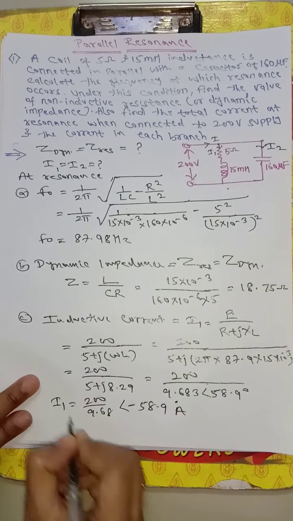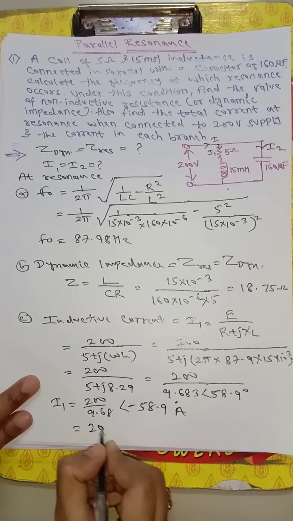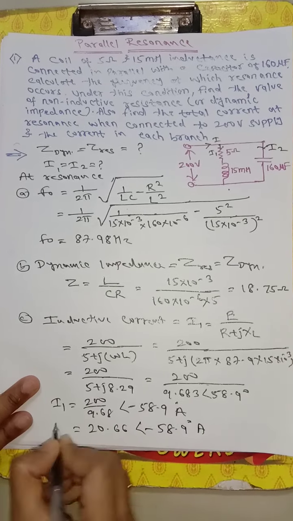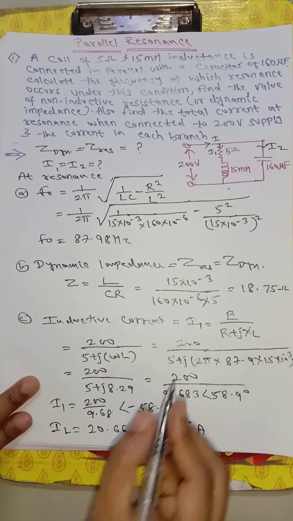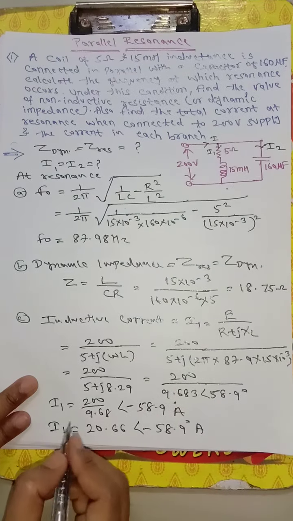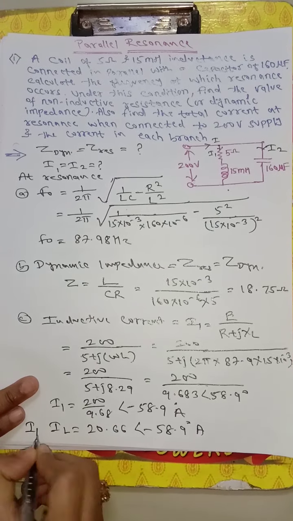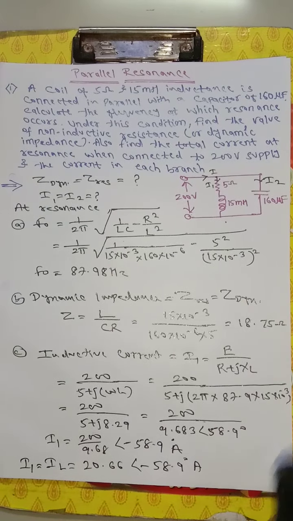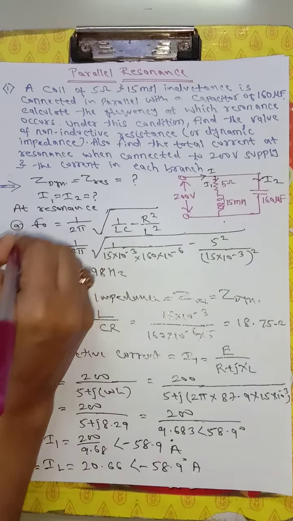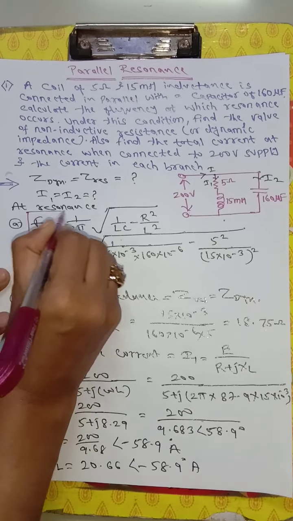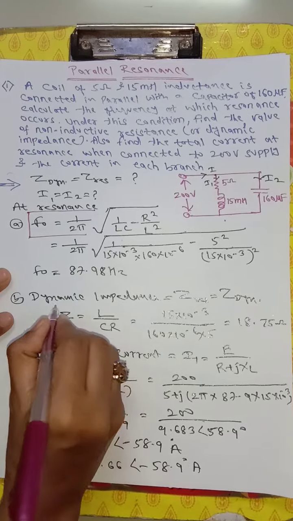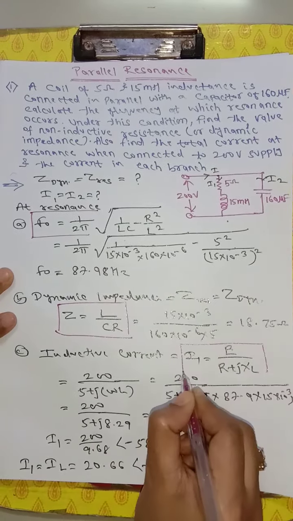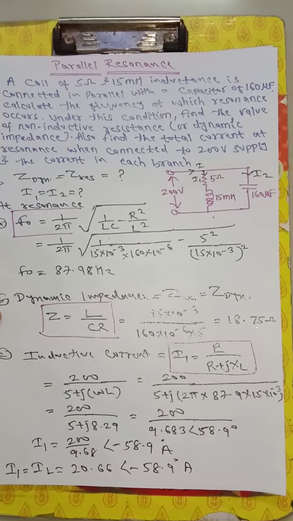That is for I1. So here 200 divided by this is 20.66 angle of minus 58.9 degree ampere. This is my first current flowing through this branch. Either you may write I1 or IL, it doesn't matter. So in this we calculated the resonance frequency, second we calculated the dynamic impedance, then in the third case we calculated I1, that is the branch current.